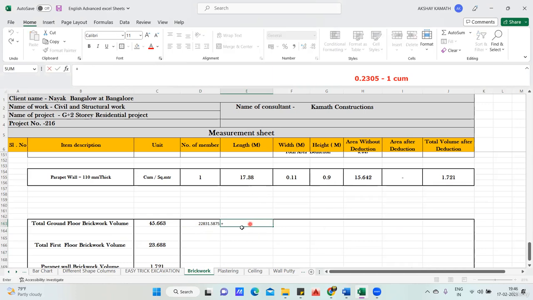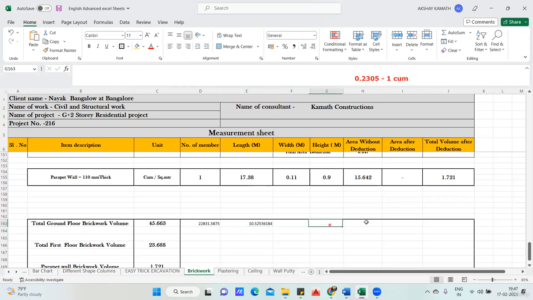What I should have done is this volume, the brick volume, multiplied by 0.2305. Yes, now it is correct. That's it. 10.52, because for brickwork you don't require so much mortar. That is why I was shocked. I told you I'll see in the next lecture. Now I understood the mistake. So 10.52 cubic meter of mortar is required.